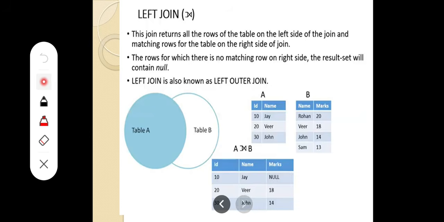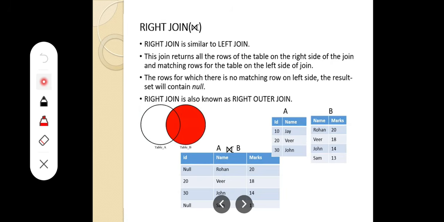Okay, next is right join. So right join is similar to left join. Here the join returns all the rows of the table on the right side of the join and matching rows on the left side of the join. Okay, that is called right join. അപ്പോൾ ഇവിടെ എങ്ങനെയാണ് ചെയ്യുന്നത്? You will take all the values in the right table and only the common values in the left table. Okay, so here this is represented like this: A right join B.